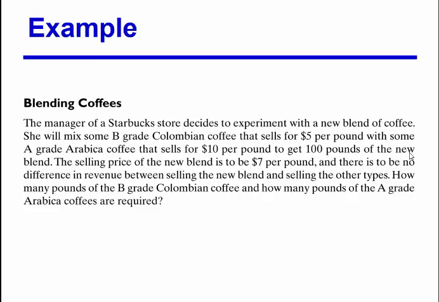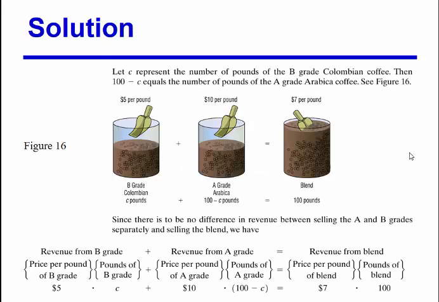Now, the selling price of the new blend is going to be $7 per pound, and there is to be no difference in revenue between selling the new blend and selling the other types. So how many pounds of the B-grade and how many pounds of the A-grade coffee are required? So we're going to let C represent the number of pounds of the B grade, and then 100 minus C will be equal to the number of pounds for the A grade coffee.